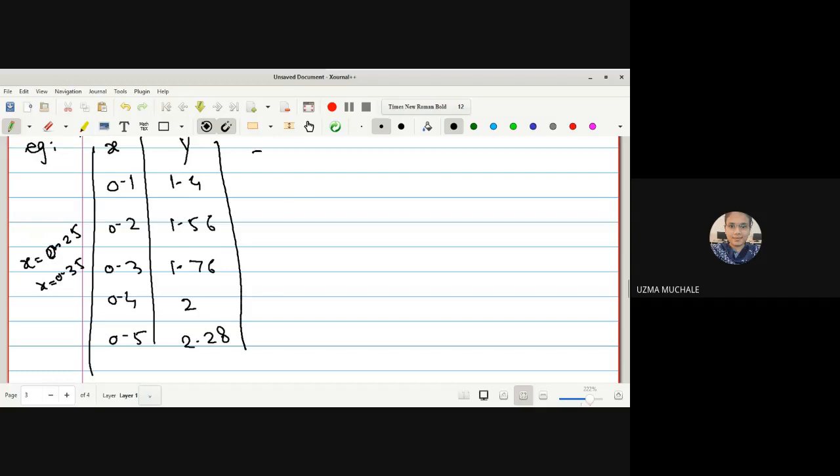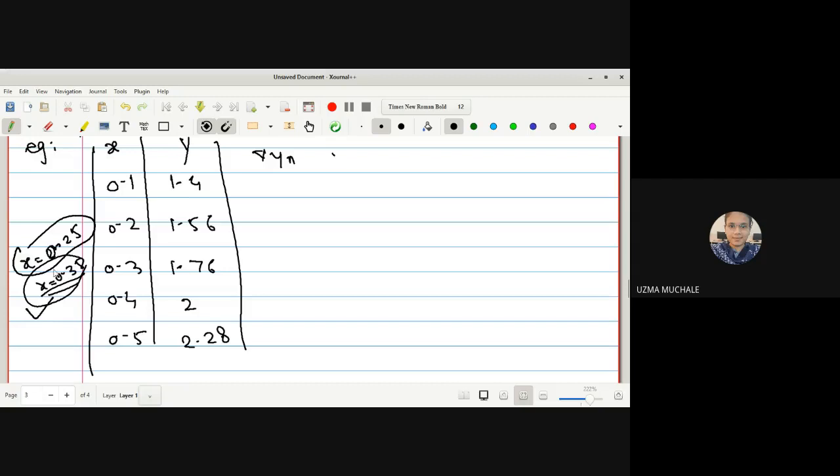Now we have x, y, n, and we have to find the value at 0.35, as we are going to use a backward difference. Plus we have to find the value at 0.25. 0.25 is in between these two, and we can find it by forward or backward. 0.35 is somewhere at the end. For 0.35 we can use the backward formula, and for 0.25 we can use the forward formula.